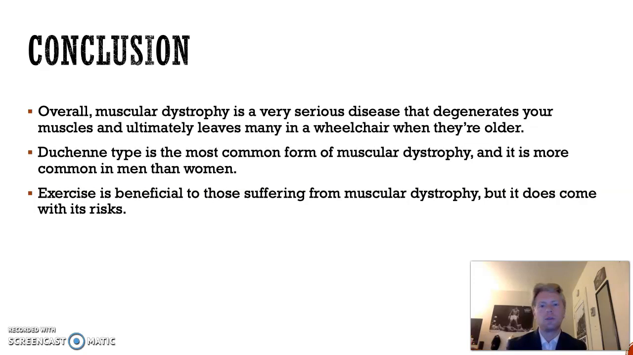So just overall, muscular dystrophy is a really serious disease, and it degenerates your muscles and ultimately leaves many in a wheelchair as they get older. Duchenne is the most common type of muscular dystrophy, much more common in men than women. And finally, exercise is very beneficial, and while it does help those suffering from muscular dystrophy, it definitely has its risks as well.